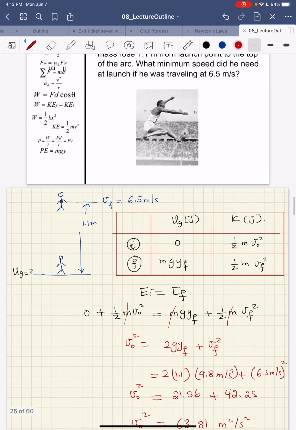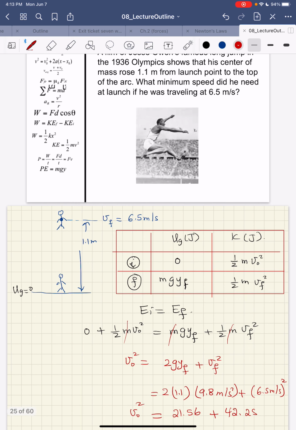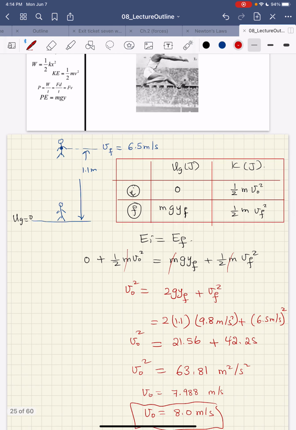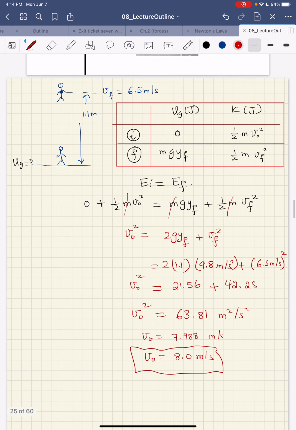And of course, here we know that the initial UG was 0, and then it will go to that height, which is mgy final. And initially we have 1/2 mv0 squared, and then he will reach 1/2 mv final squared. I will say E initial equals E final, and I can rearrange and then calculate my velocity to be 8 meters per second.